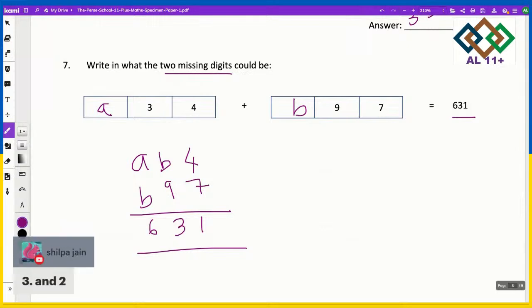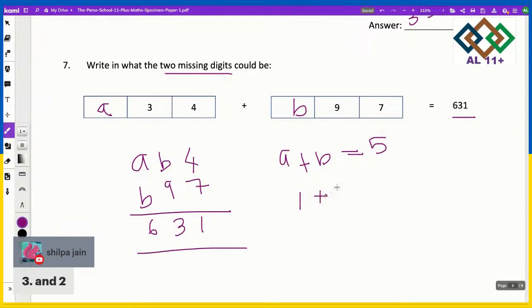So it could be different answers. There's not one answer for this one. You have to think about ways in which you could make a 5, basically. Because if you look at that, A plus B equals 5. So you have to find different ways of finding 5.